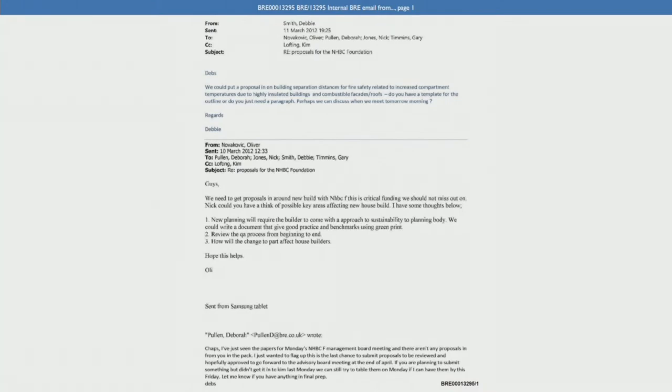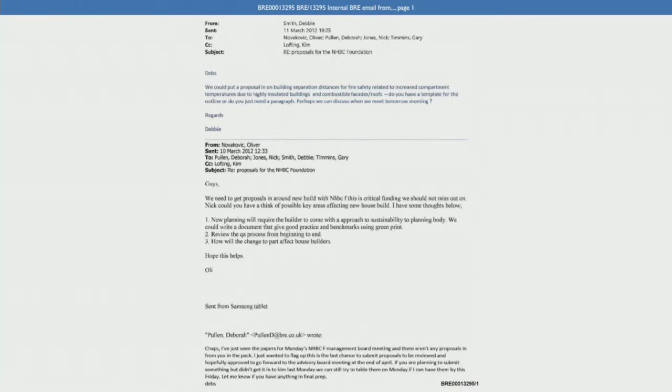What I'd like to ask you about is the top email on that first page there, which is from you to Oliver Novakovic, Deborah Pullen, Nick Jones and Gary Timmins, copied to Kim Lofting. The subject is proposals for the NHBC Foundation. And it says, Debs, who I think is Deborah Pullen, because she's one of the people who originated the email chain.